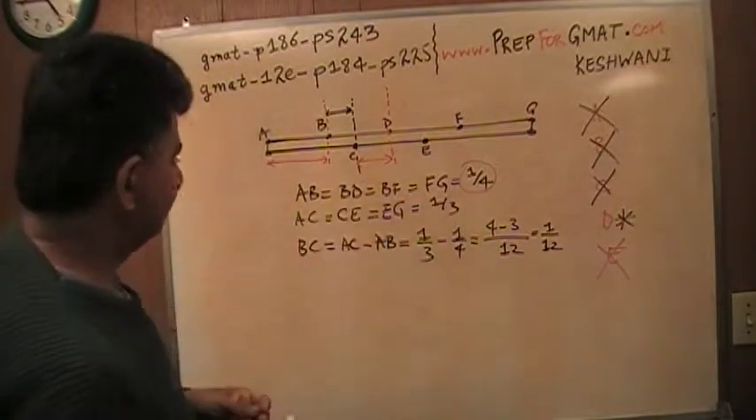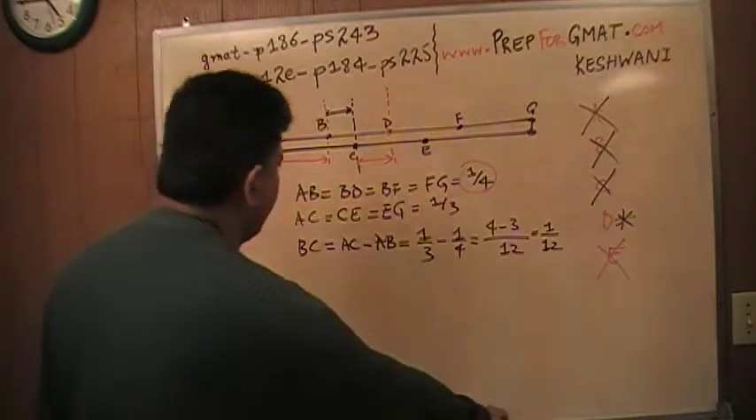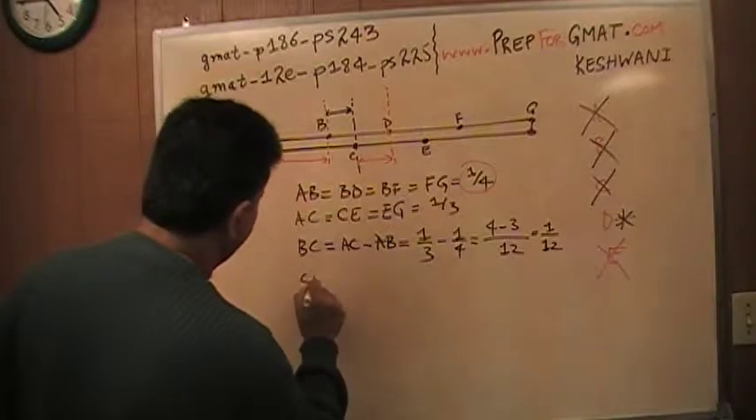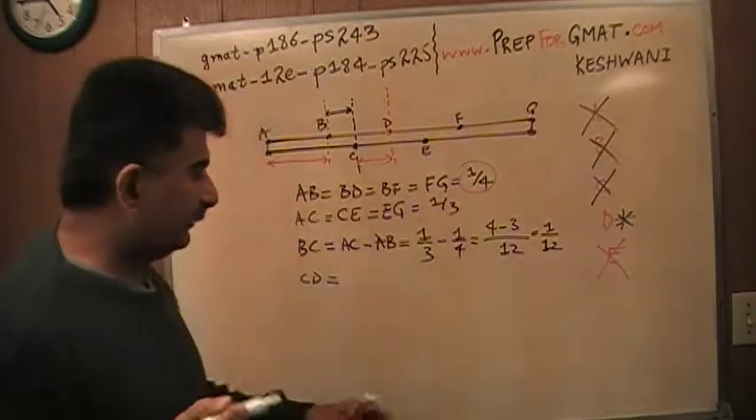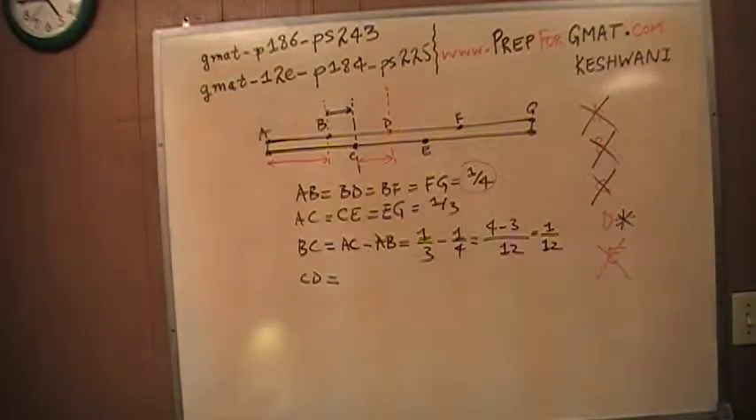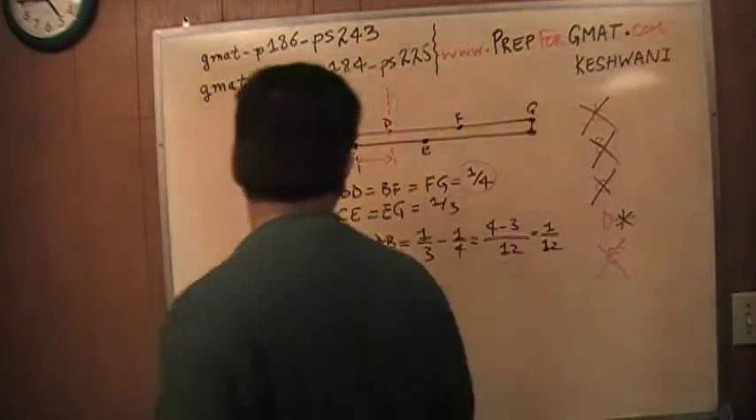So let's figure out the length of the piece CD, only if I have the time. I have to look in the camera, see how much time I have. C to D. But as far as the problem is concerned, we are done. The answer is D. Let's find out C to D.